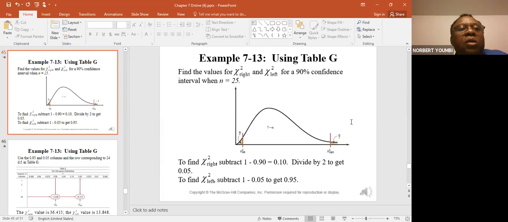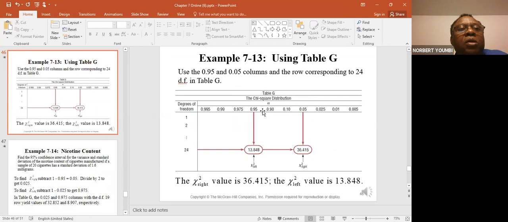So for 90%, we will need two values here: 0.05 and 0.95. You go to your table. The sample size here is 25, so the degree of freedom is 24. And you are looking for 0.95 to get chi-square left, which is 13.848. Still under 24, you go to 0.05 to get 36.415.